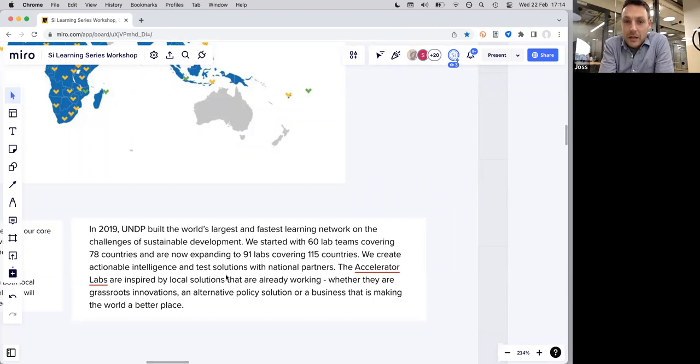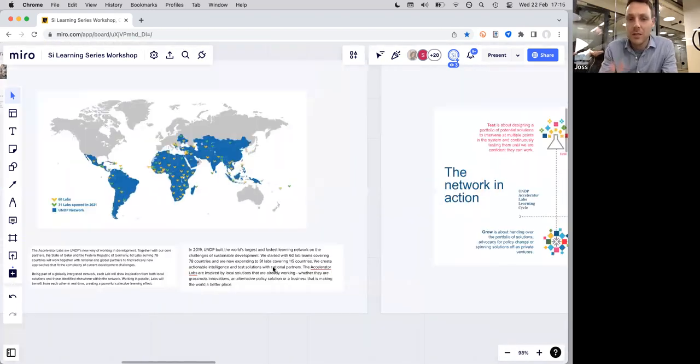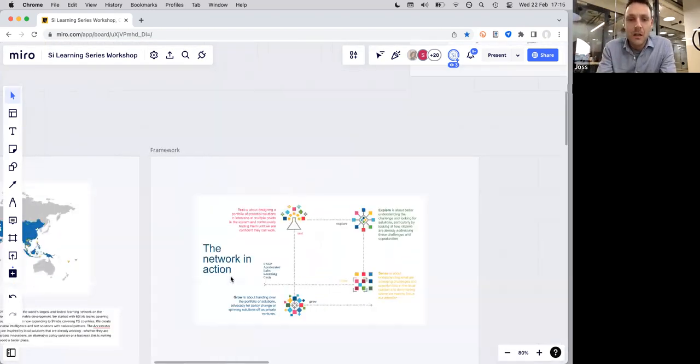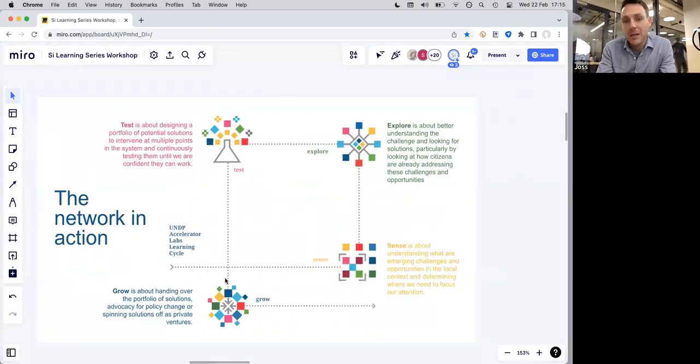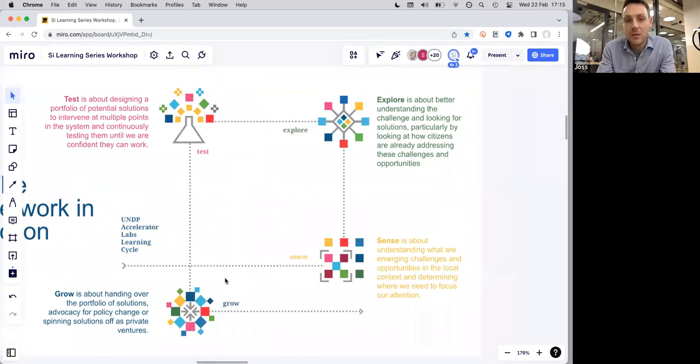They put these into different countries, and they're essentially there to learn about the challenge and what innovations are going on locally and how they can build upon, learn from those and work with them. So the accelerator labs are inspired by local solutions that are already working, whether they're a grassroots initiative, an alternative policy solution, or a business that's making the world a better place, which is quite different to their traditional approach, which is very much a top-down, planned approach. So this is their method. That's a bit about them. This is what they do.